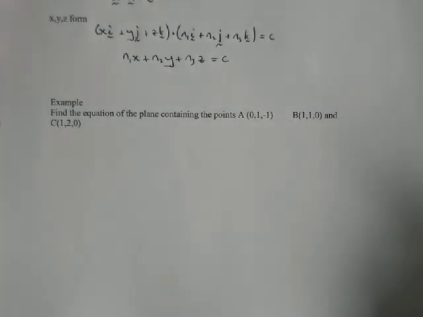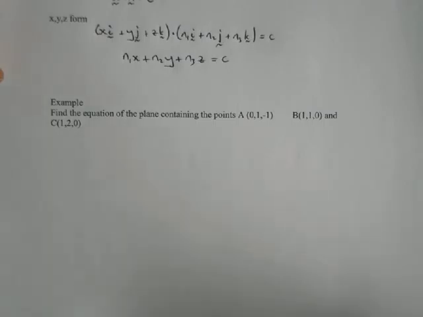Okay, best way to understand this is probably to have a crack at doing an example. So here we go, we're going to try and find the equation of the plane which has 3 points in it. So we've got 3 points, A, B and C, and we're just trying to find out the equation of the plane that goes through those points.